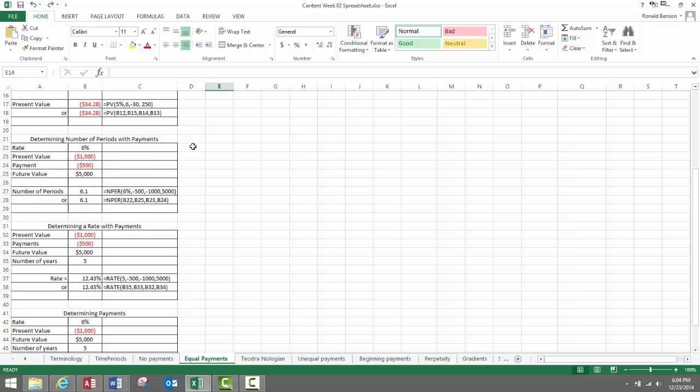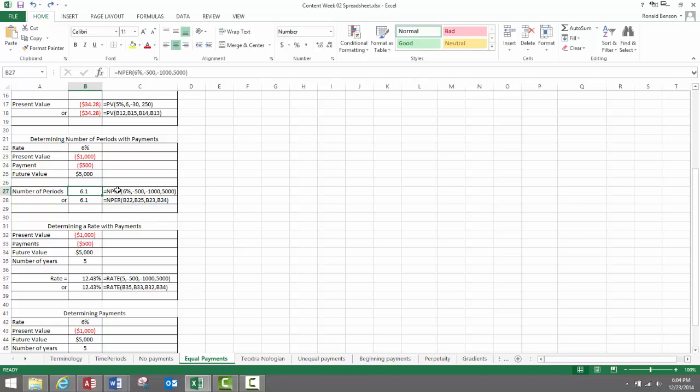Let's look at it a different way and find the number of periods. That's a little bit different numbers. If we wanted 6% interest, the present value is $1,000, so we're going to put in today out of our pocket. We're going to additionally deposit $500, and we want a future value of $5,000. How long would it take to do this? How many years of putting in $500 a year, assuming we start with the $1,000 we deposited? Well, it's 6.1. How do we determine that?